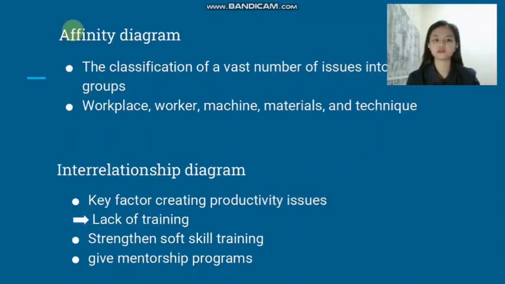Next, the Affinity Diagram classifies a vast number of issues into 5 groups, which are the workplace, worker, machine, material, and the technical. And the interrelationship diagram shows the key factor creating the productivity issue, which is the lack of training. To solve the lack of training, the company must strengthen soft skill training and give the mentorship program.